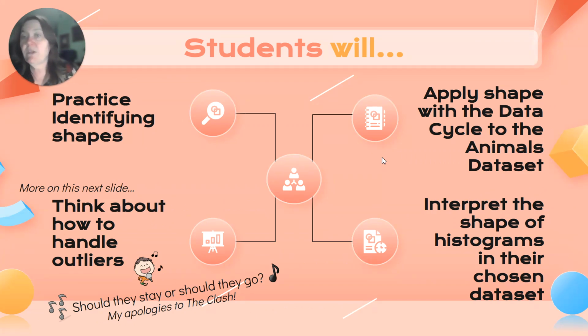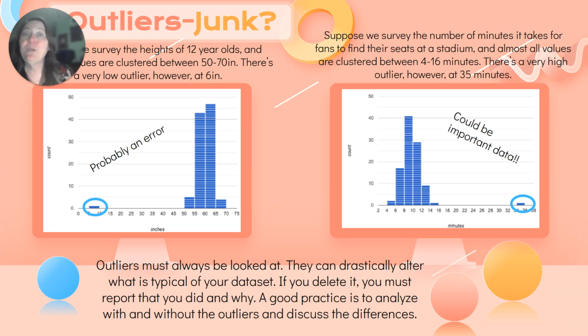So students are going to then take these shapes and practice identifying shapes. They're going to then apply the data cycle to the animals data set and put in a quantitative variable and see what the shape is. Then they're going to go to their own chosen data set and do a histogram there. Then a good discussion needs to be had about how to handle outliers. And should they stay or should they go is the name of the worksheet.